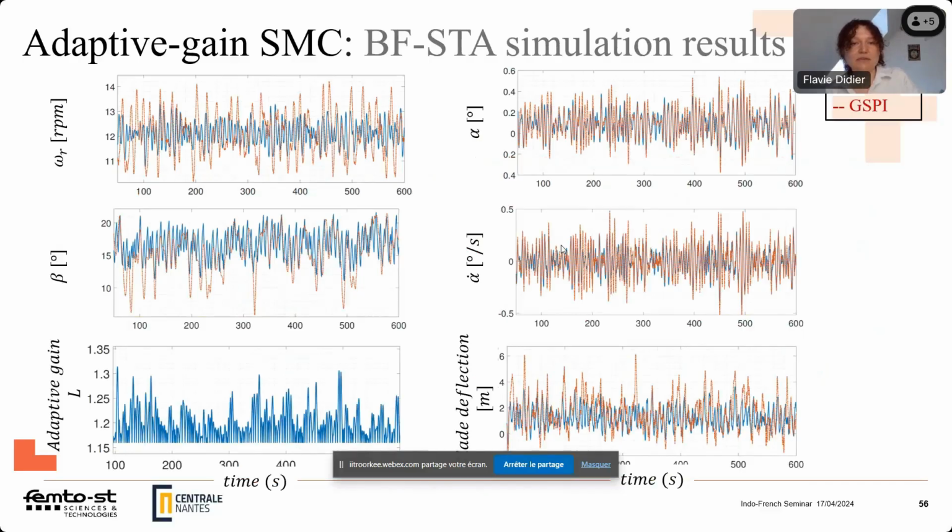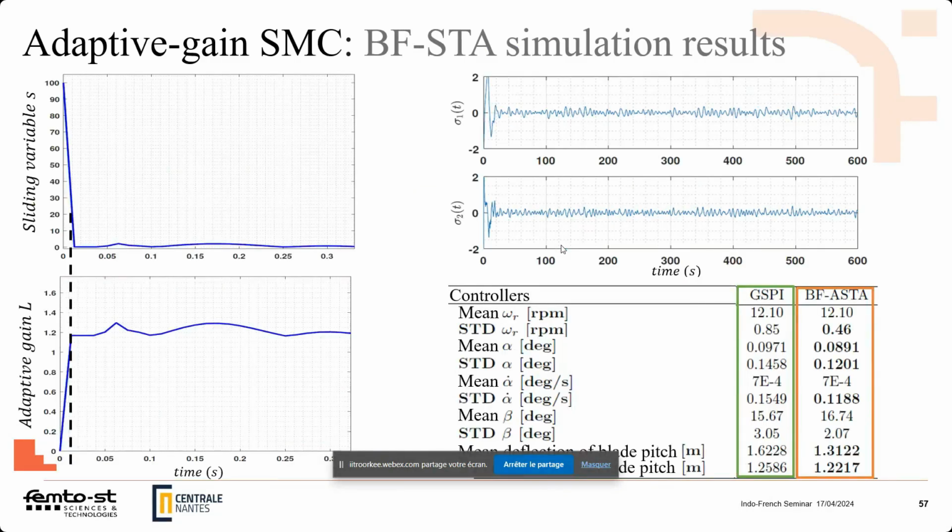And we can see that the barrier function super twisting algorithm is able to meet the control objectives and shows less oscillation than the GSPI, notably for the rotor speed, omega R, and the platform pitch angle and velocity, alpha and alpha dot. Here are some more results. It's still compared to the GSPI, and we can conclude that the barrier function super twisting algorithm outperforms the baseline controller GSPI in all control objectives.